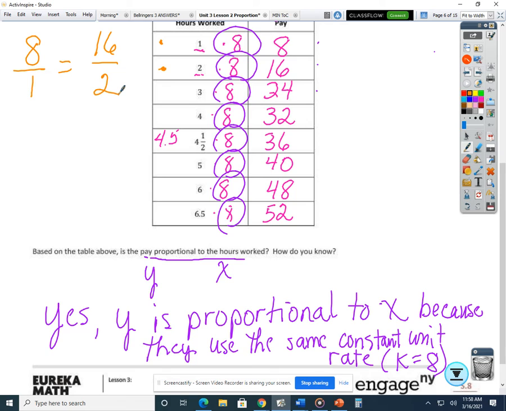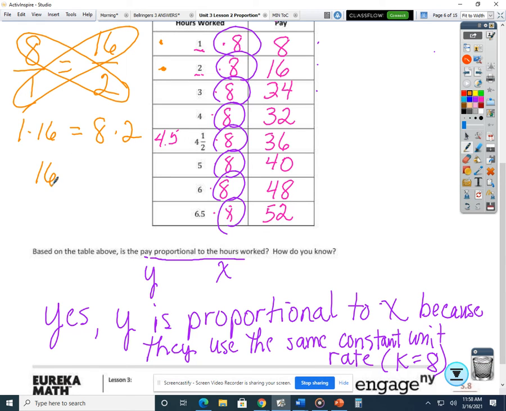If we set these up equal to one another, we cross multiply our means, 1 times 16, and our extremes, 8 times 2. We find 1 times 16 is 16, 8 times 2 is 16, and yes, these are equal. So those two show that it is proportional. Now, in order to really know for certain, we would have to test not only the first ones, but every other one as we go, setting them up and cross multiplying. That's one method. The other method we talked about yesterday is if we divide.